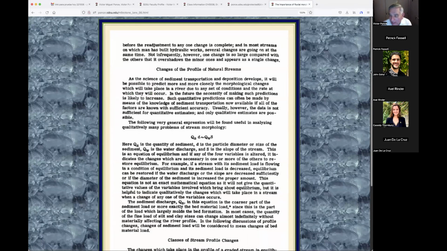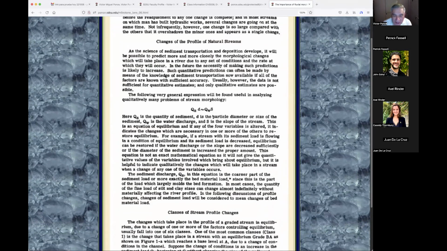This is page number 5 or 6, where he puts forth his famous equation, or rather it's not an equation, it's a relation. That's why people don't refer to it as the Lane equation. They say the Lane relation. So he said in here, in 1955, that if you take the sediment discharge, tons per day or whatever measure, times the particle diameter, that is proportional to the water discharge times the slope.